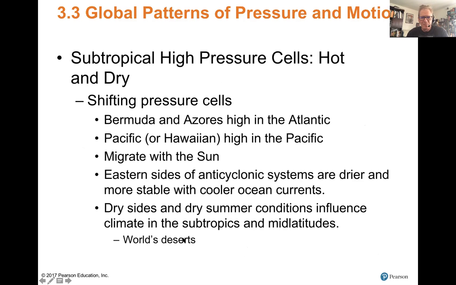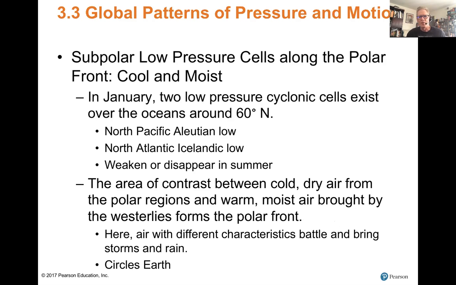Oh, and I should point out, on the western sides of the continents, that's where you have cooler ocean currents and this dry air, so very little moisture, and that's where you tend to see the world's deserts. You know, our southwestern deserts and the Atacama Desert in South America, for example, are the results of this.